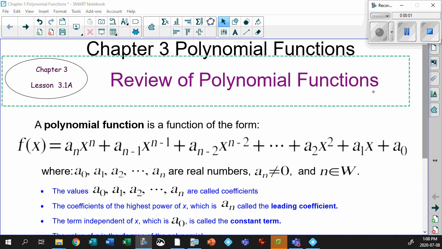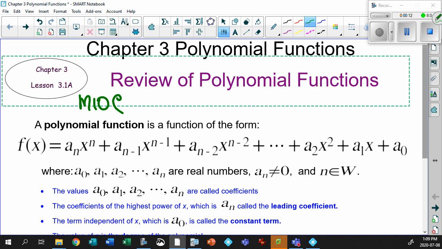So before we go crazy into chapter 3, we have to review what is a polynomial function. Now, if you think about it, way back in Math 10C, you learned what a polynomial is, and you dealt with a lot of polynomials. Does this look familiar? Yeah, mx plus b. You know that this actually forms a line.